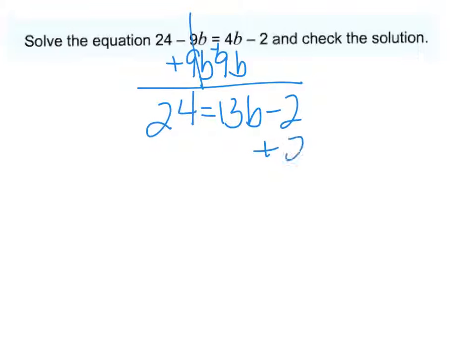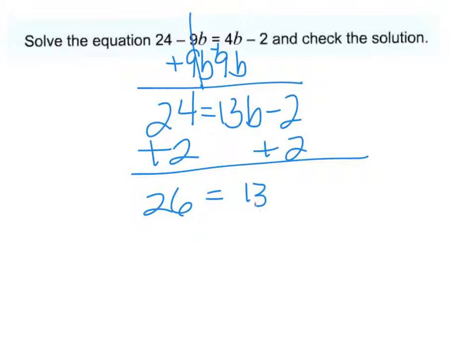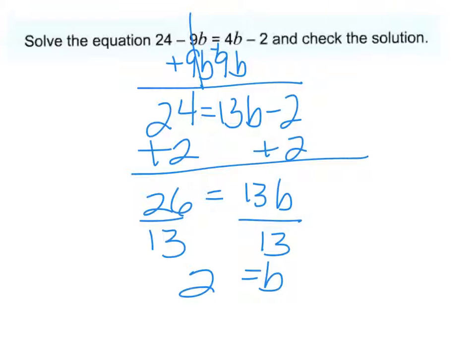Then I can add 2 to both sides of the equation. I'm undoing subtracting. So 26 equals 13b. Then to undo times 13, I'm going to divide by 13. And I get b equals 2.